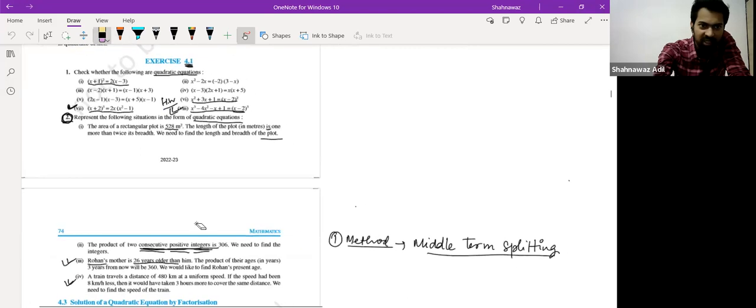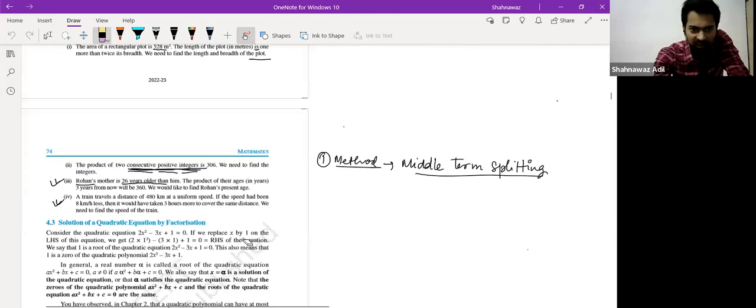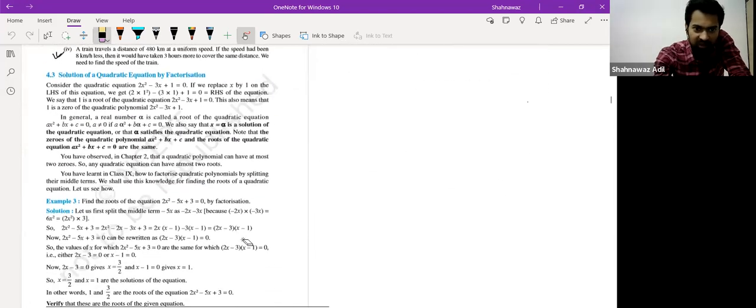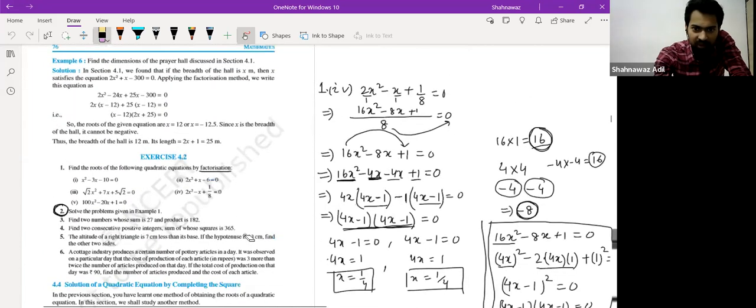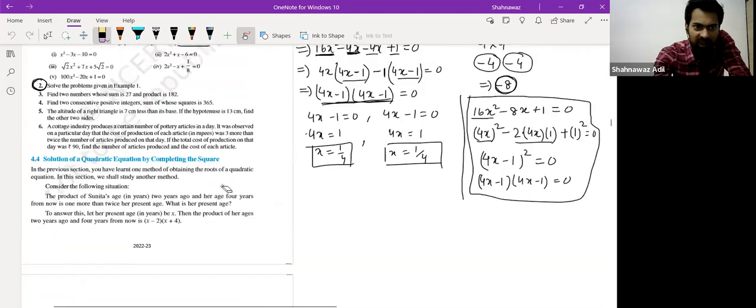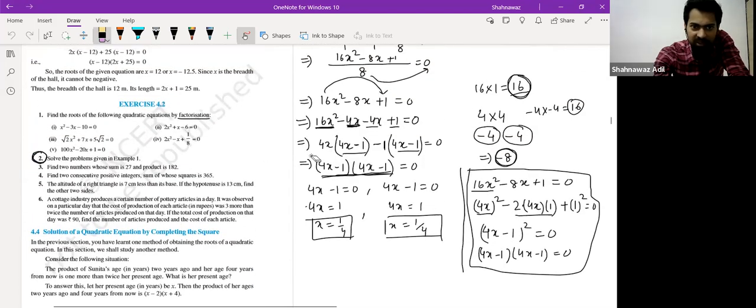Yes, so we did the, which one is this? Yes, so second question we did, right? We were solving this question.